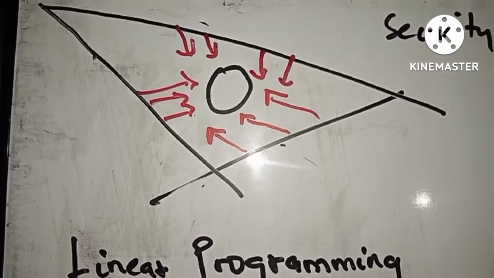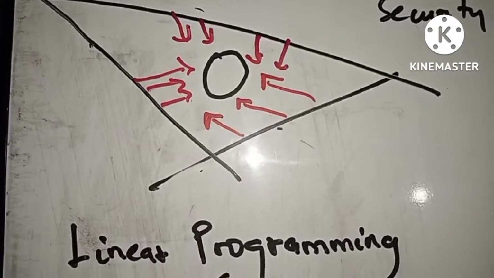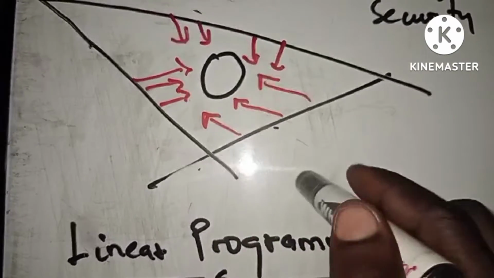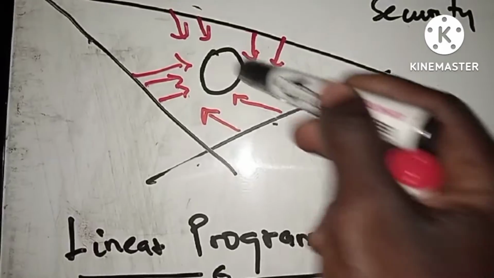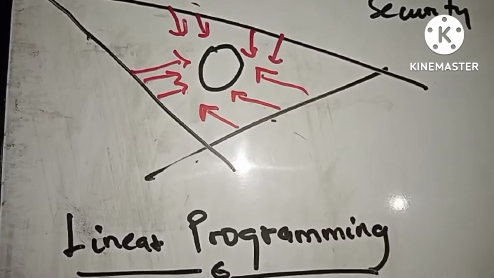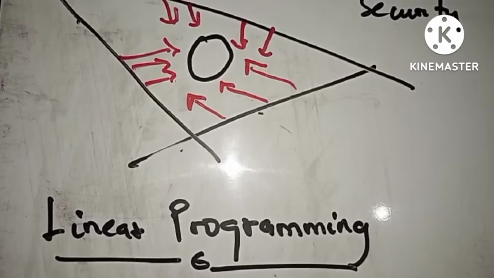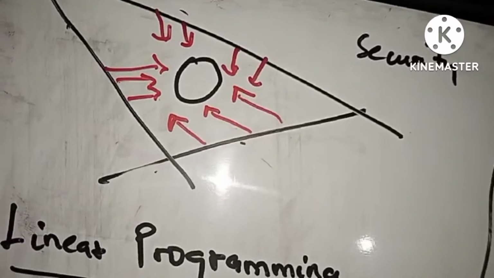So that's very simple. The idea of linear programming is that you need to draw the graph in such a way that you determine which direction you have to go. So let's have a look at this question and see how you can tackle the problem.